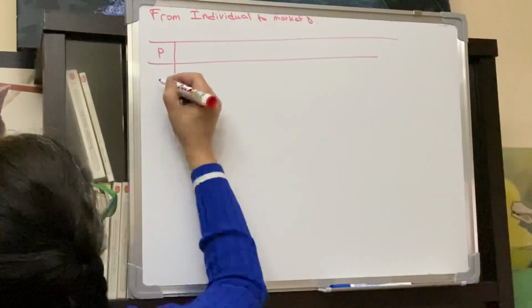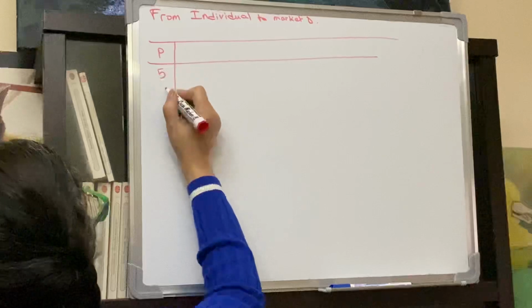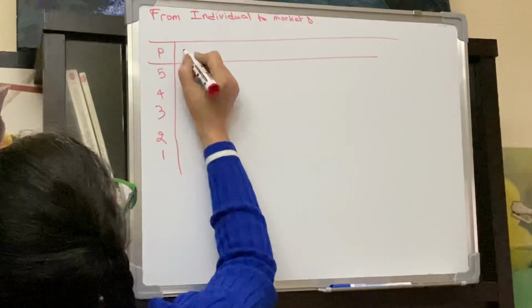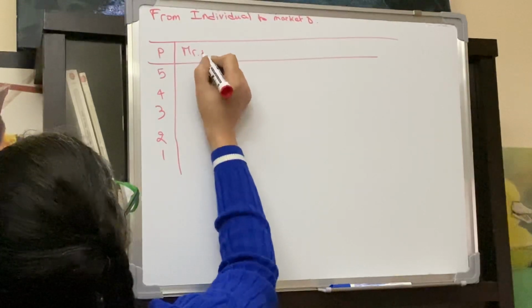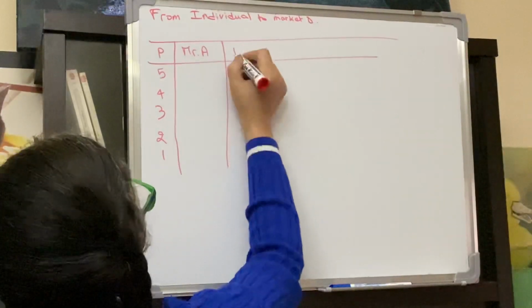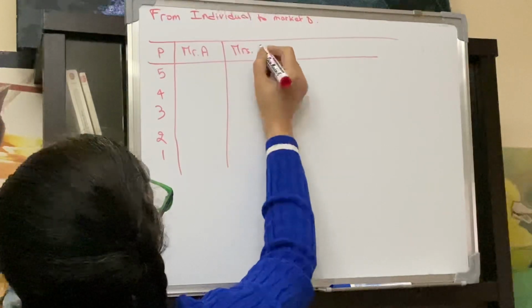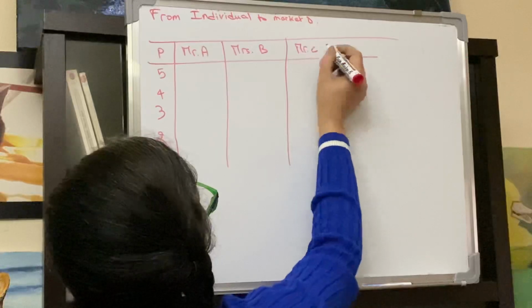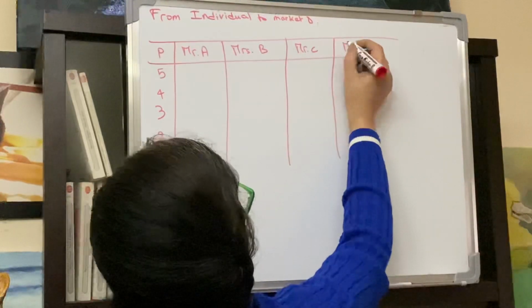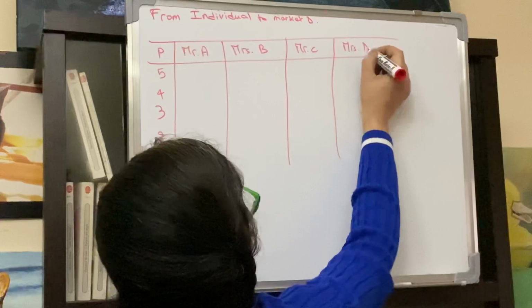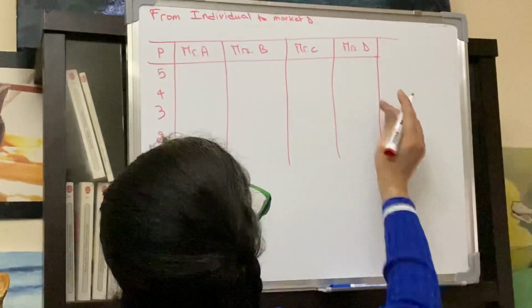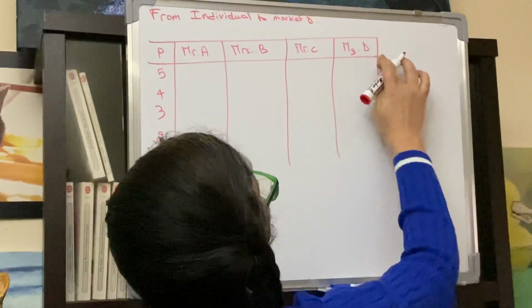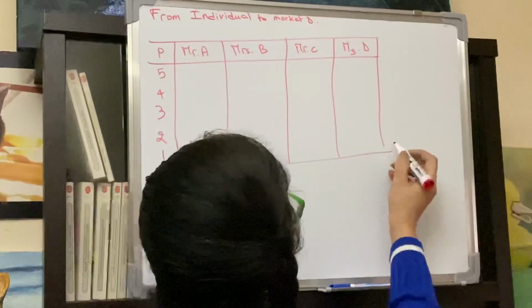Price: 5, 4, 3, 2, 1, and I have Mr. A, Mrs. B, Mr. C, and Ms. D. We're going to be politically correct.